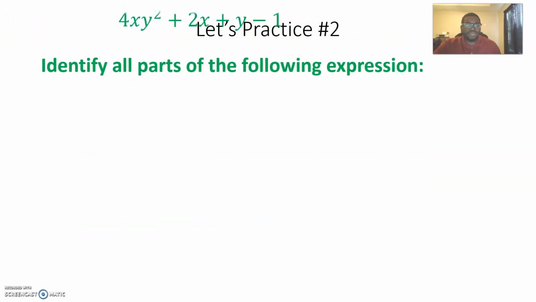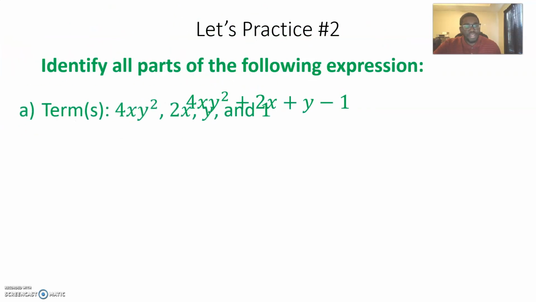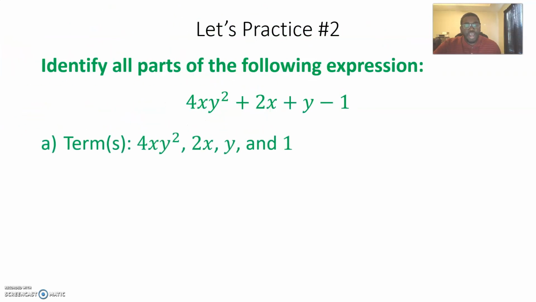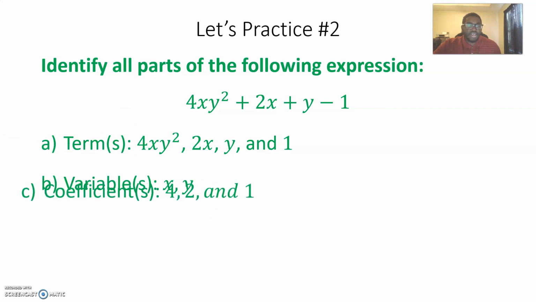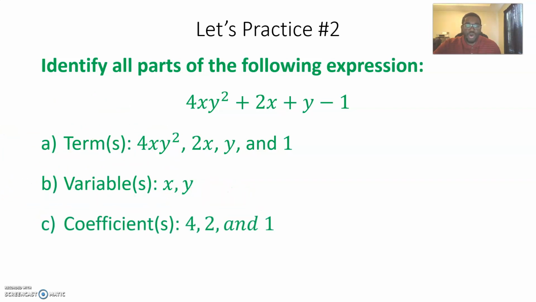Let's look at another one. 4xy squared plus 2x plus y minus 1. All right, so 4xy squared, 2x, y, and 1 are terms, therefore. Variables, we only have x and y. Coefficients, we have 4, 2, and 1. Remember that y has an understood 1. And the constant, that 1 at the end, stands alone. That's the constant.